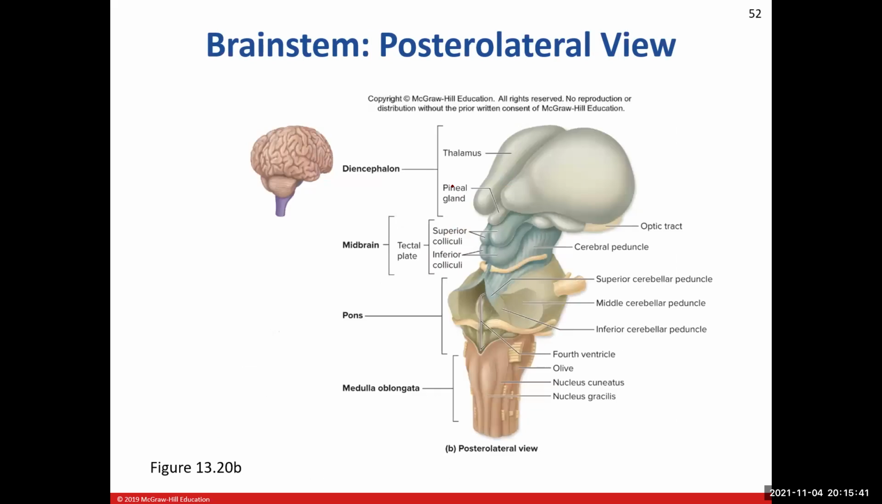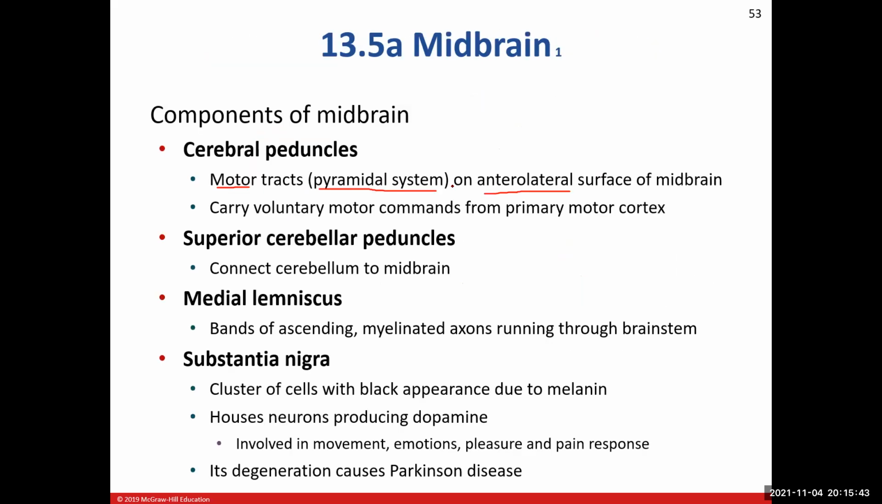And so those are motor tracts, okay? And so it carries motor information to your skeletal muscles, voluntary motor information. Keep in mind that each part of your brainstem has its own direct line of communication to the cerebellum. So the superior cerebellar peduncles are the midbrain's direct line of communication to the cerebellum. Oh, medial lemniscus. We saw this before earlier today.